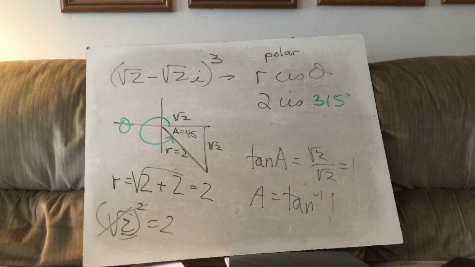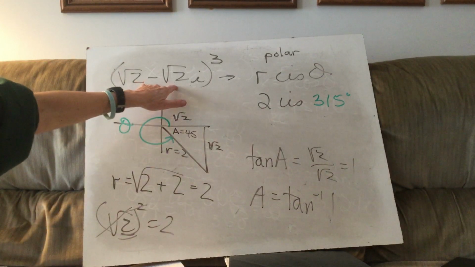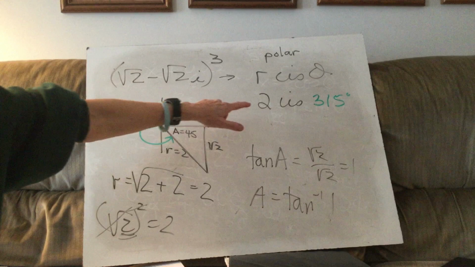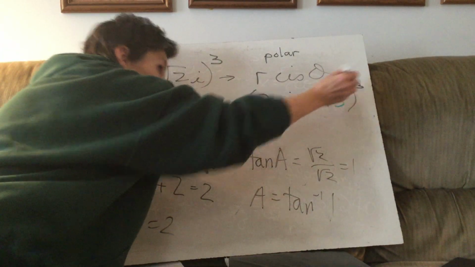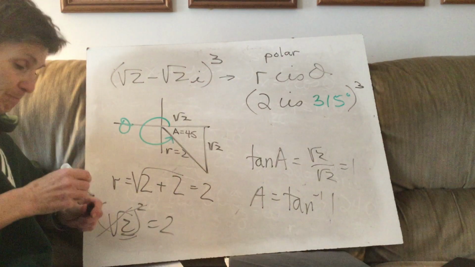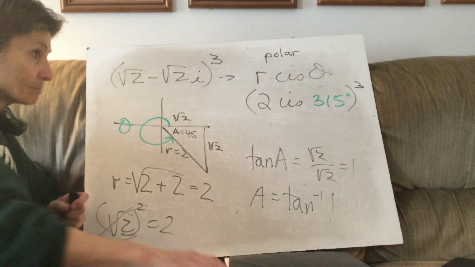Now, if you're thinking you're done, whoopsie, not even close. Because all we've done so far is rewrite our number into polar form. We still need to cube it, guys. We haven't done this part yet. We need to cube it.